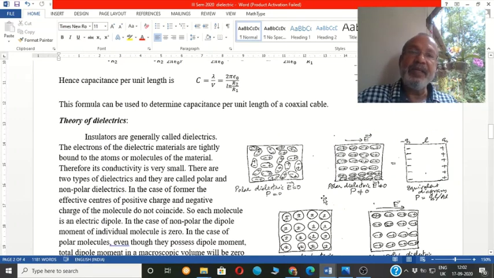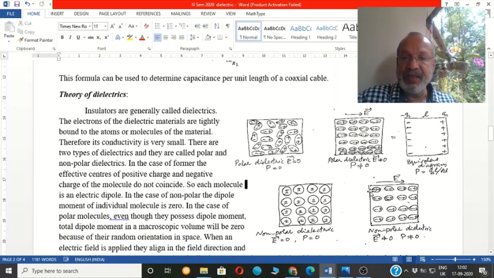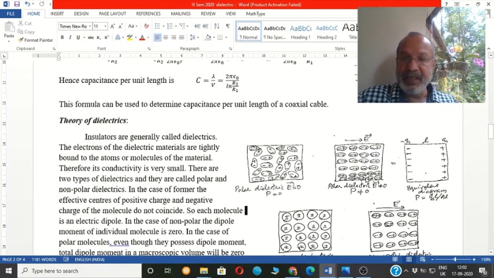When an electric field is applied, whether the dielectric is polar or non-polar, in both cases we will get a polarization P, which is not equal to zero. So the material is polarized. Polarized means dipoles are aligned in a particular direction. And in both cases, these materials can be replaced by a diagram like this. So effectively, this diagram and this diagram are equivalent to this diagram.